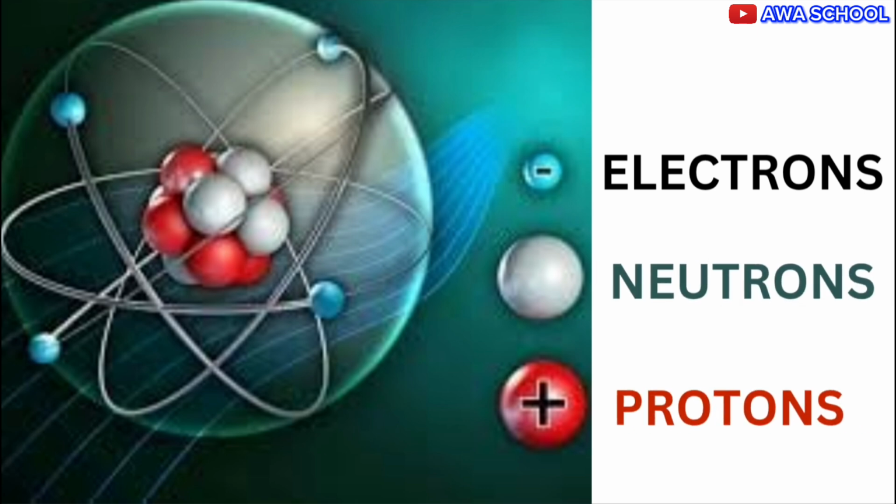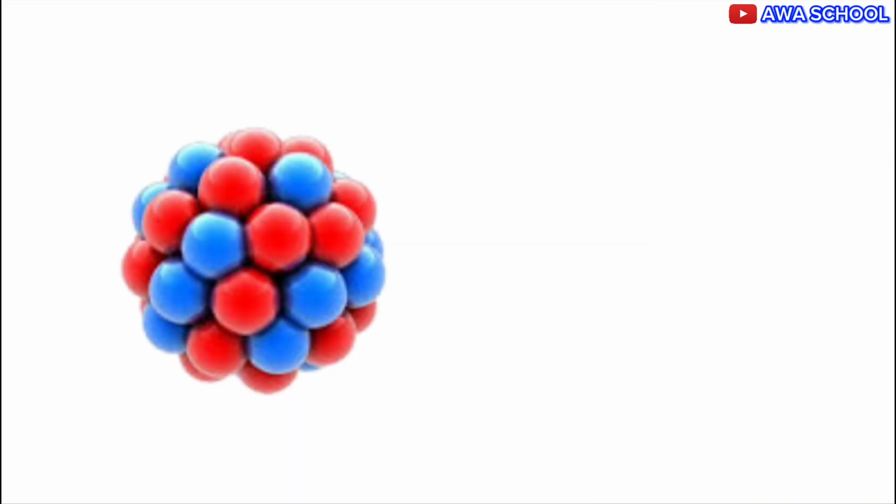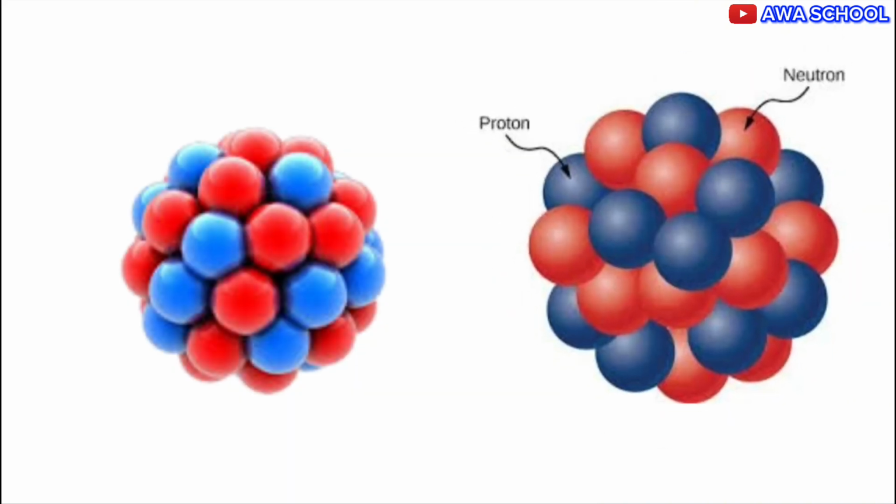Are you getting that? The atom is made up of two major parts, the electron cloud and the nucleus. The electron cloud is where you find the electrons. Exactly. Now, the nucleus is the home of protons and neutrons. Now, let's talk about these subatomic particles one after the other.